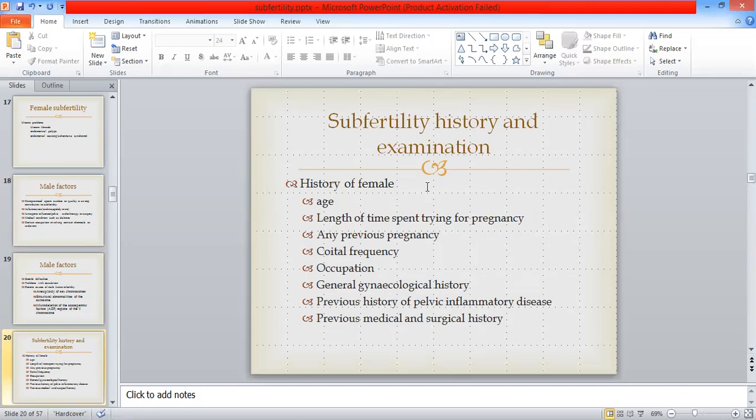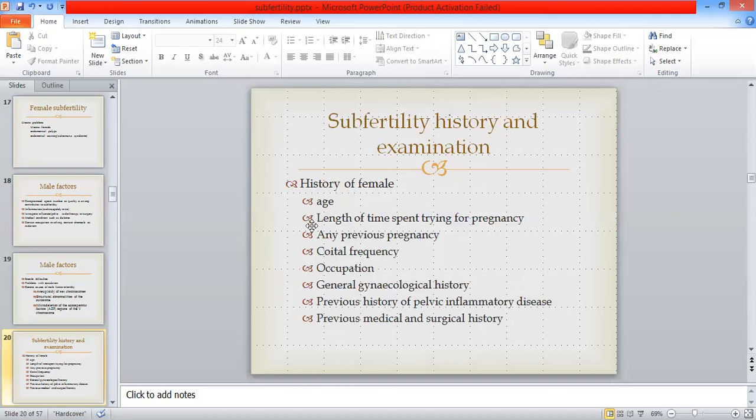In the female partner, which points will you ask in the history? The most important is age. As I have already told you, reproductive capacity declines in females with age. After the age of 35, fertility issues increase in the female partner, and follicular reserve also decreases with time. So age is very important in the history of the female. Sperm quality and quantity are also affected up to the age of 50, but not as much as in the female.